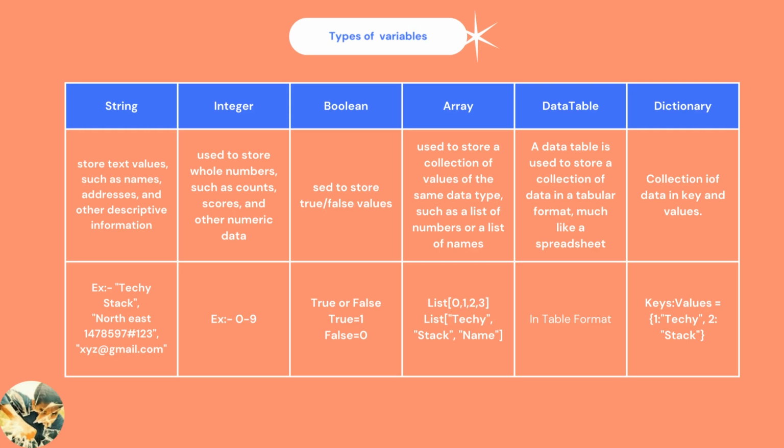And next is array. An array is a collection of values of some data type, such as a list of numbers or a list of names.